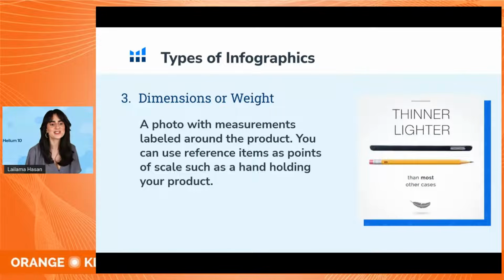And as you can see here, there are so many ways of doing this image. It doesn't have to be the boring old way of putting markings around your picture and writing down the dimensions. You can compare to a pencil like in this picture, or let's say if your product weighs 10 pounds, you can place a 10-pound dumbbell next to it to demonstrate the weight of your product. So just be creative and think of different ways in which you can showcase the dimensions or weight of your product.